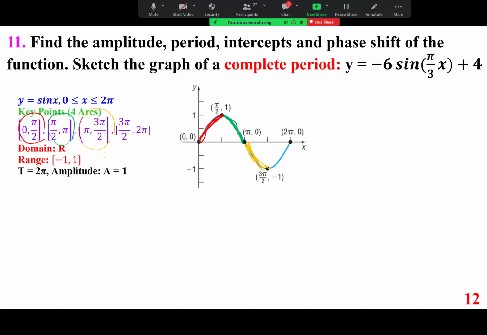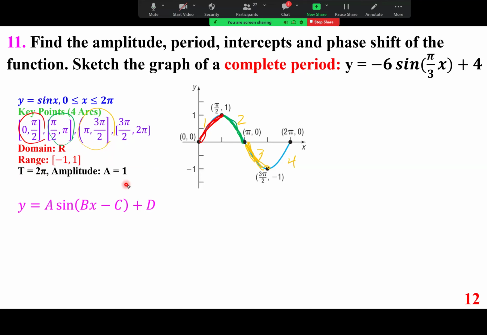And of course, let's call it 1, 2, 3, 4. So this is the fastest and easiest way to graph this. Everybody okay? When we do that, of course, for a basic function domain is all real numbers, range is from negative 1 to 1, period is 2 pi, amplitude a equals 1.